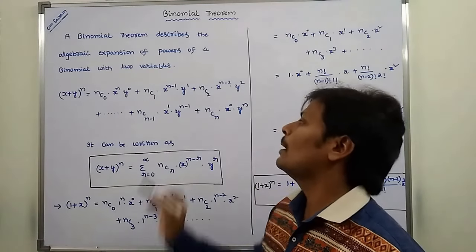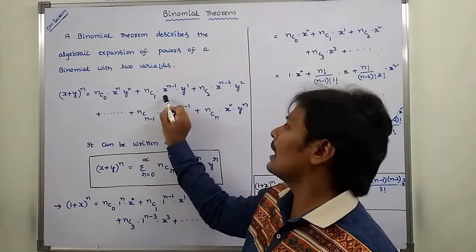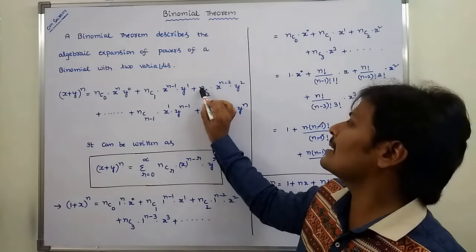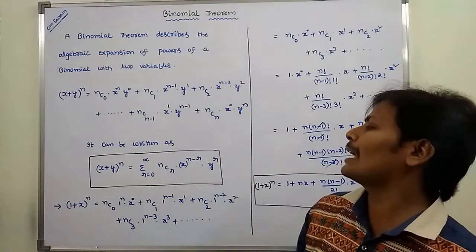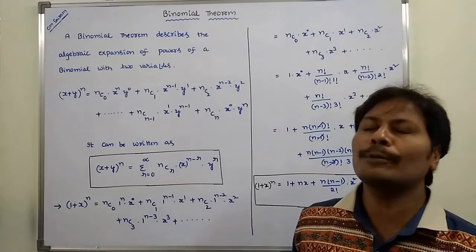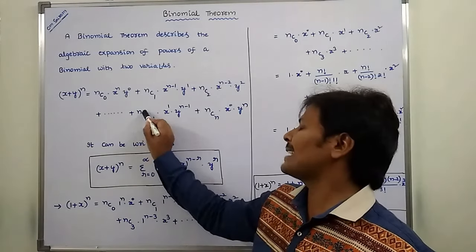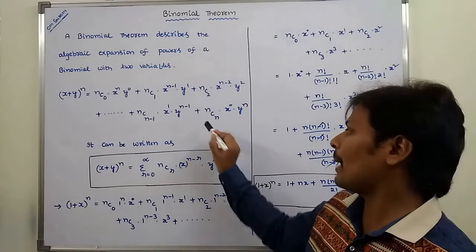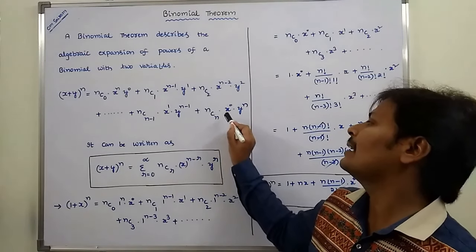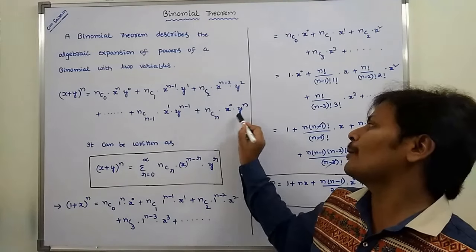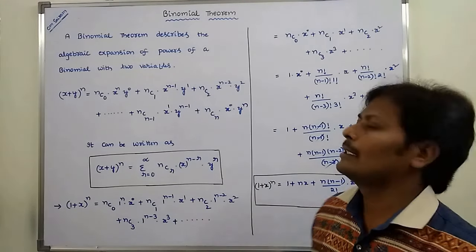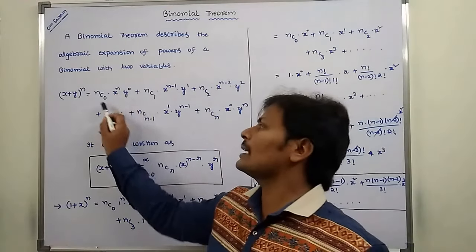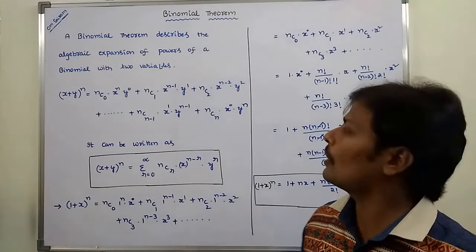plus nC1 x^(n-1) y^1 plus nC2 x^(n-2) y^2, up to nC(n-1) x^1 y^(n-1), plus the last term nC n x^0 y^n. The last term contains y^n. The first term contains x^n. Okay.